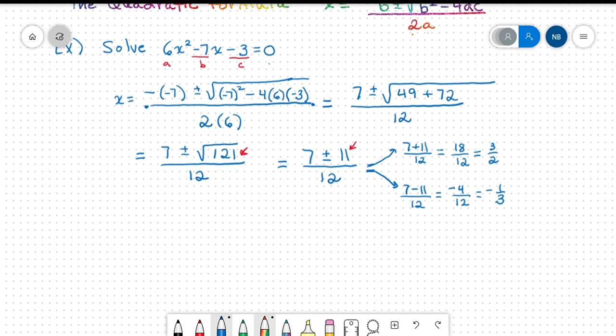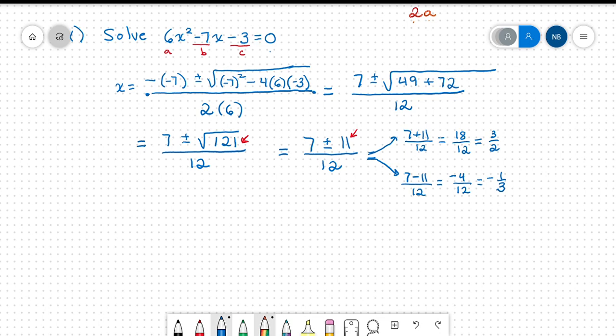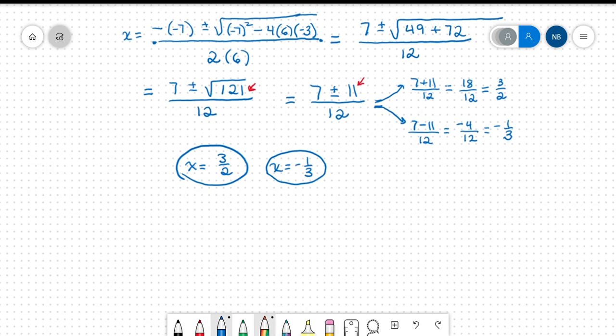And we have two rational number answers, 3 halves and negative 1/3, which indicates, because they're kind of pretty, so to speak, that we could have factored the original problem. But it's okay that we didn't, because we found the answers. All right, next.